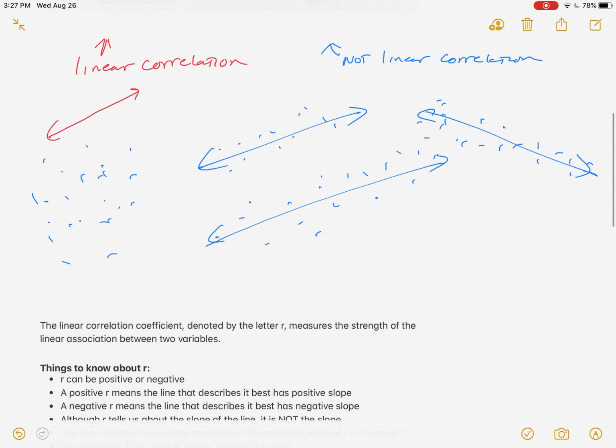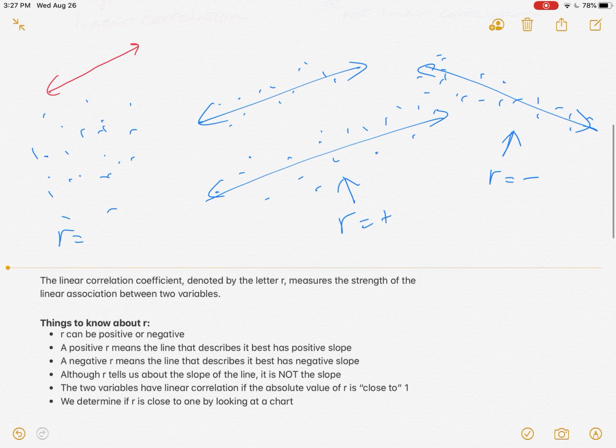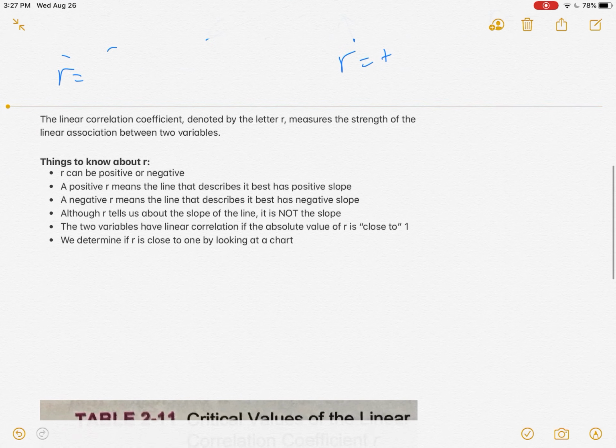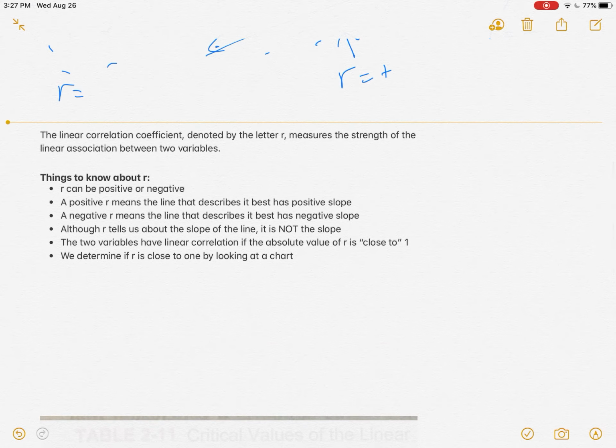So these two right here, their r value would be a positive value. This one right here, the r value would be a negative value. This one right here, it's hard to know whether it would be positive or negative, but it would have some value in there. Although r tells us about the slope, it is not the slope.